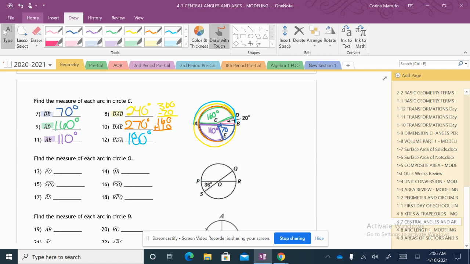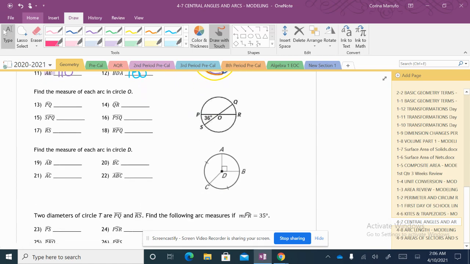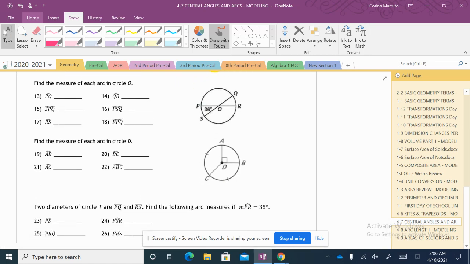All right, the next section, it says find the measure of each arc in circle O. So first here, they tell us that this is 36 degrees. So we have to use something that we learned prior to this, is that these two angles are vertical angles. So these two angles should both be 36 degrees. Okay. Now the next thing that we learned is this is going to be a semicircle, right? It's half a circle is 180 degrees. Okay. It's also a straight angle.